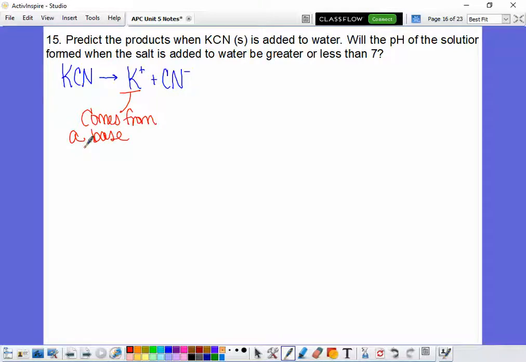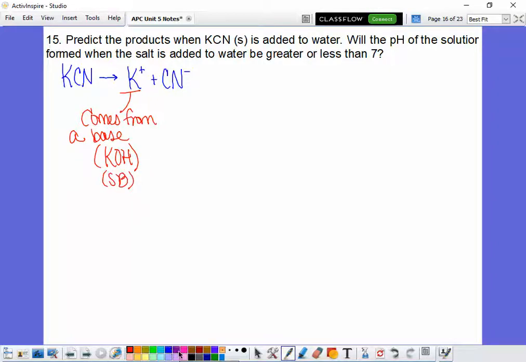More specifically, what base does that come from? KOH. More specifically, that was formed from KOH. Okay? What type of base is KOH? That is a strong base.